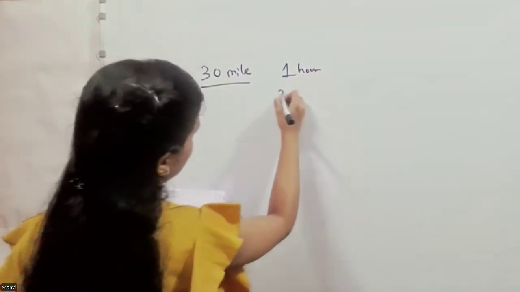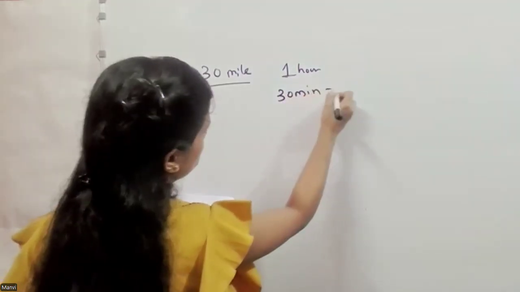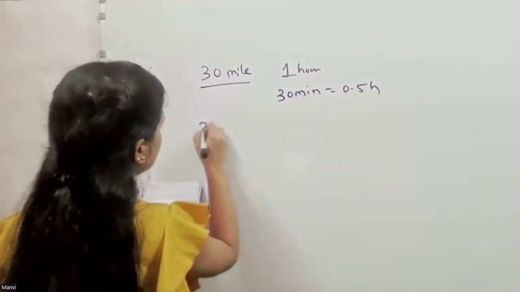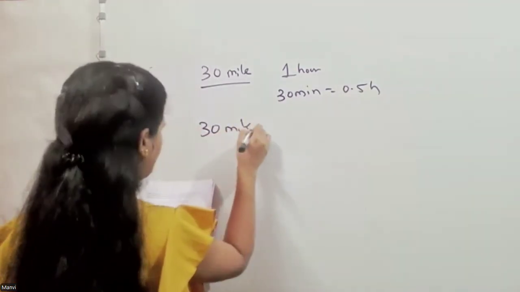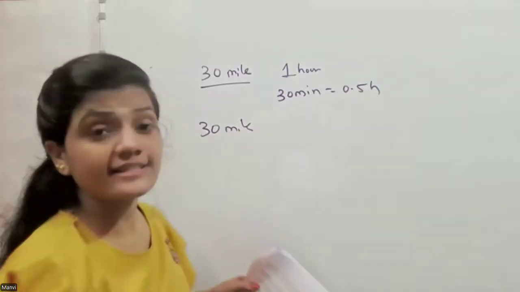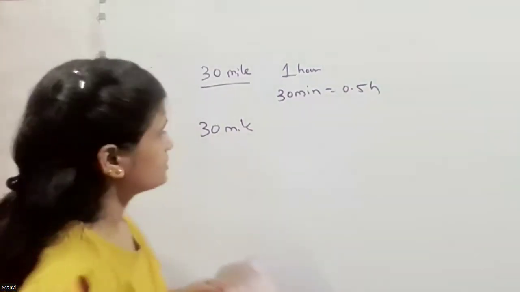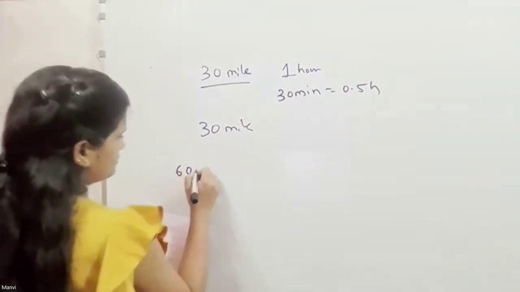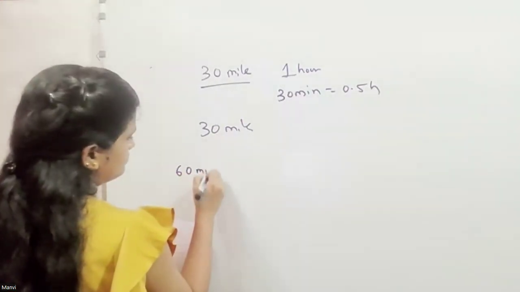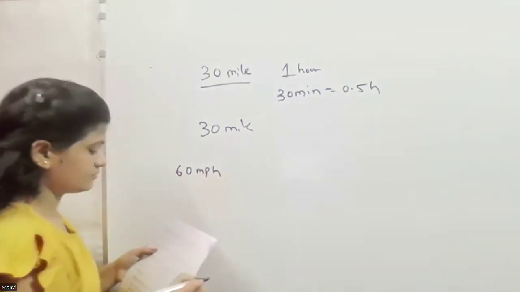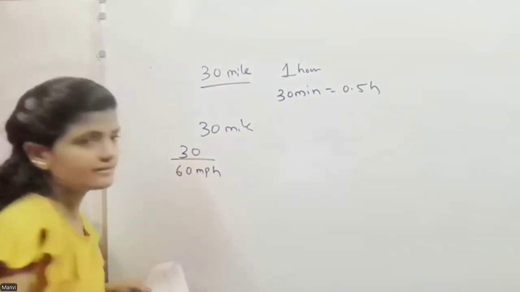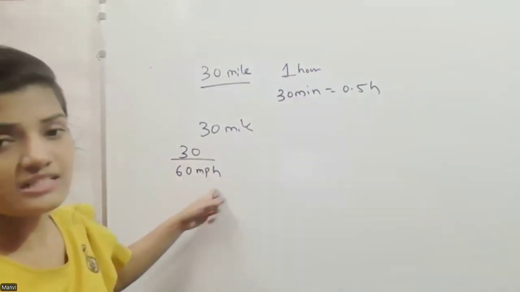then rests for 30 minutes. 30 minutes means what? 0.5 hour. And then travels 30 miles back, right? At 60 miles per hour. So 60 miles per hour means what? 2 miles per hour. Distance is 30 miles and travel at 60 miles per hour.